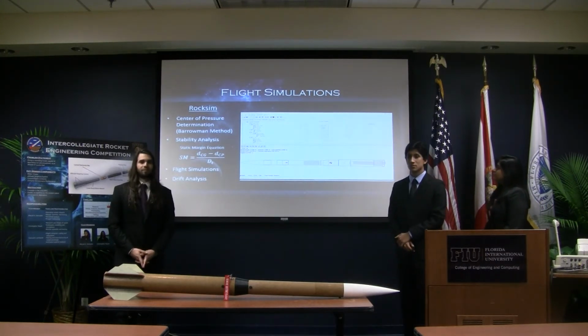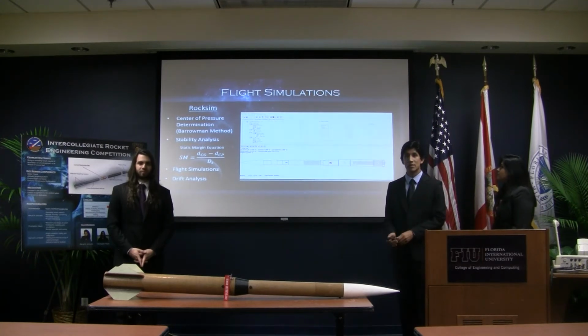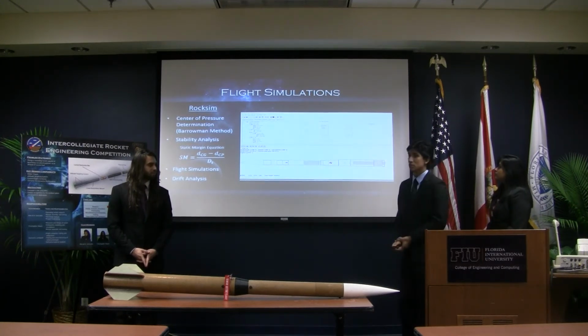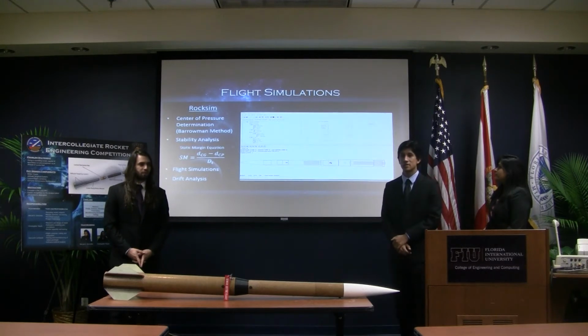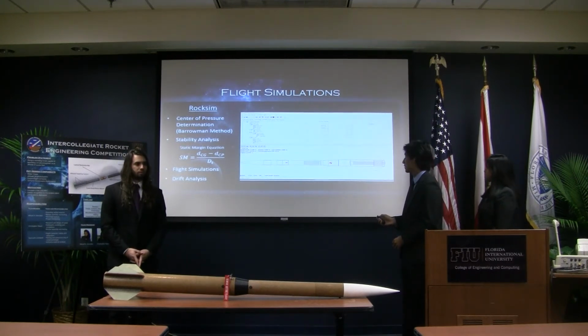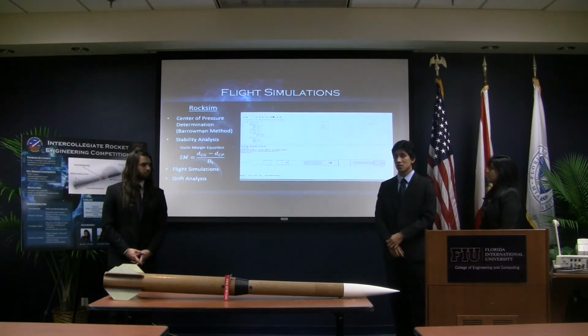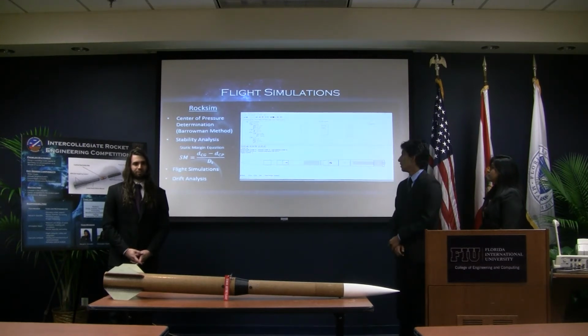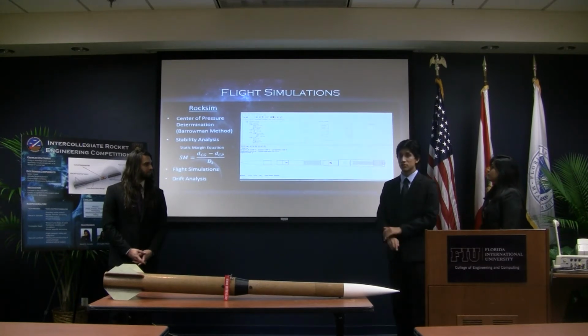So additional analysis was needed to determine what our predicted apogee would be with our design. We used a commercial software called Rocksim, and this allowed us to determine the approximate location of our center of gravity and center of pressure. The relative location of these two aerodynamic points gave us the static margin, which determines the stability of the rocket. And the software also calculated the flight and the drift of the rocket.